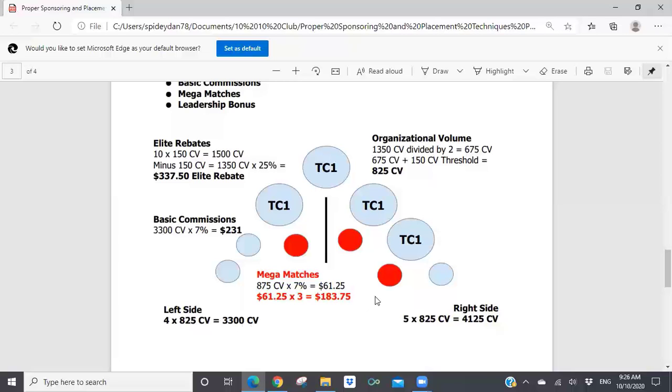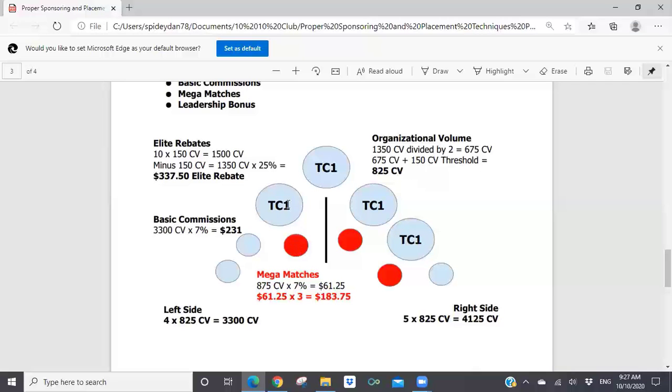My right side has 5 active distributors, and those 5 active distributors, again, have created 825 CV of organizational volume. So my right side has 4,125 CV. At the end of the month, the side that has the least amount of organizational volume is my lesser leg, which in this case would be my left side. So I've got 3,300 CV at a 7% return for basic commission. I earned $231 in basic commissions.